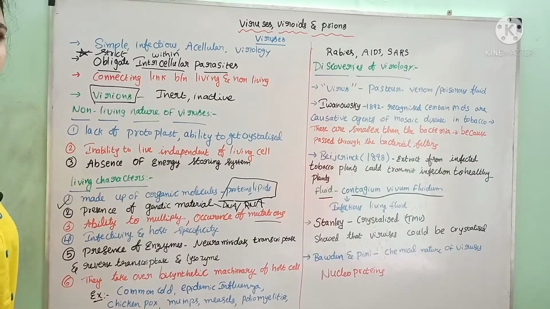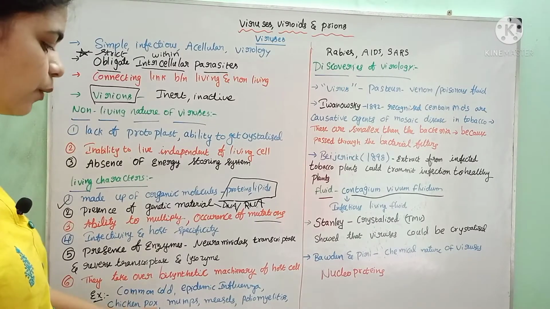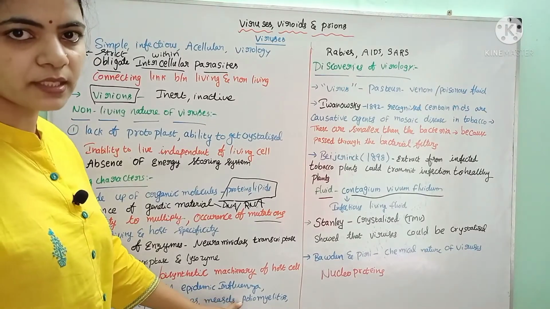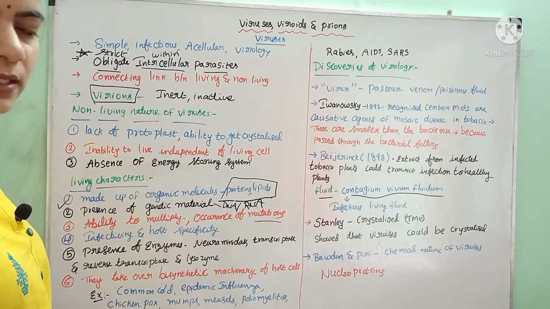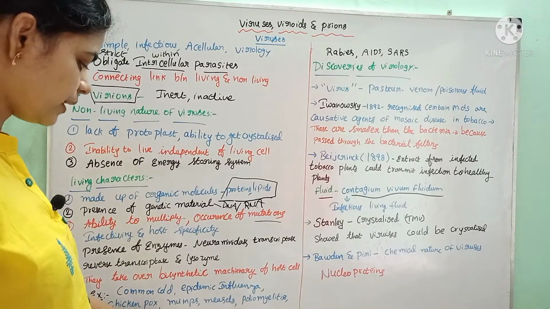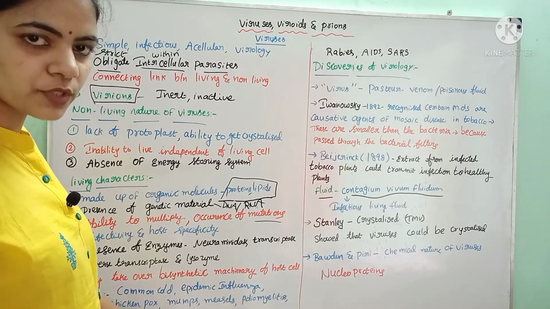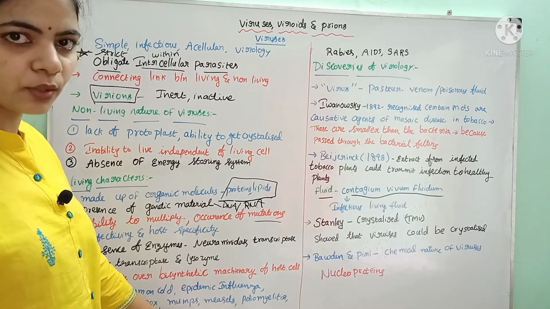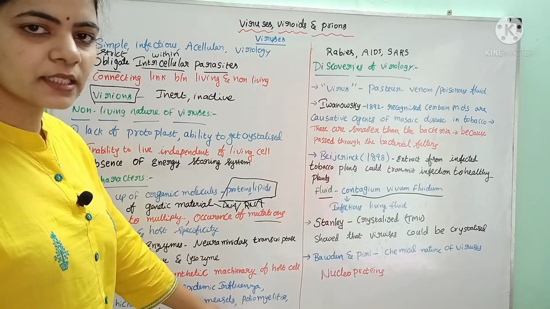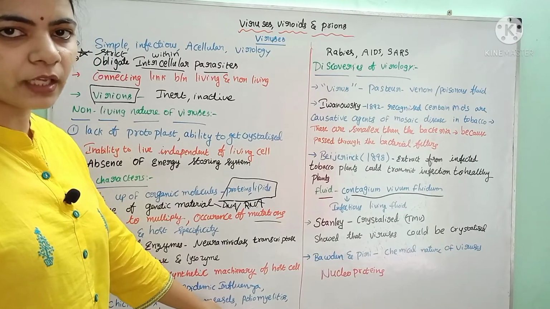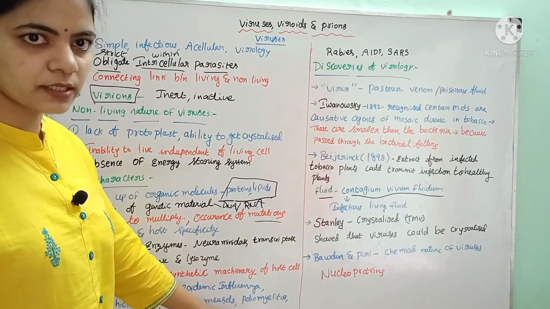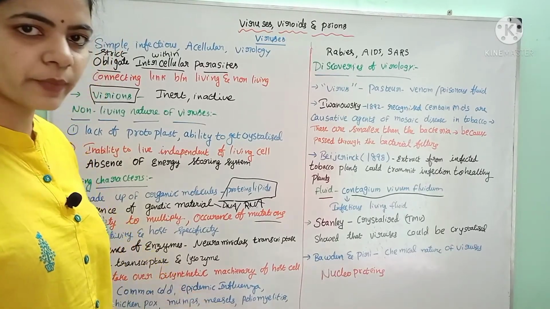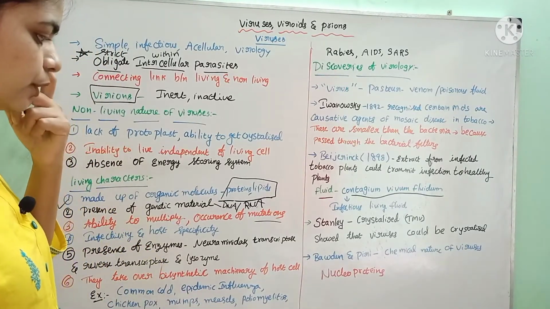Examples for the viruses are, common cold is caused by viruses, epidemic influenza is caused by influenza virus, chickenpox is caused by varicella zoster virus, mumps is caused by mumps virus, measles is caused by variola virus. Poliomyelitis, we know that every one of us has taken polio drops, right, to prevent this disease, polio, which is caused by polio virus.